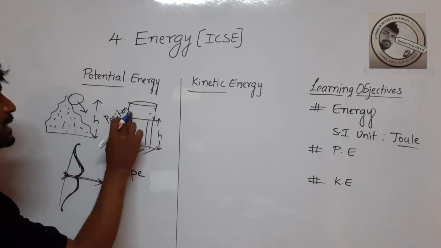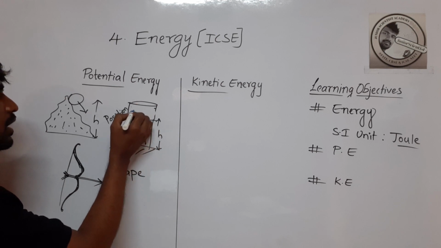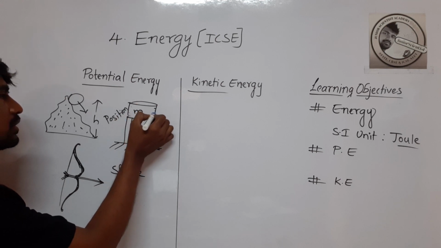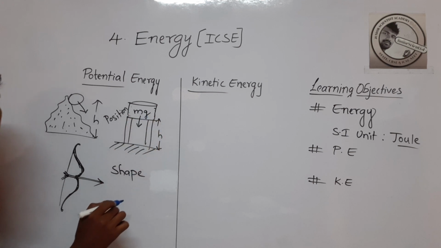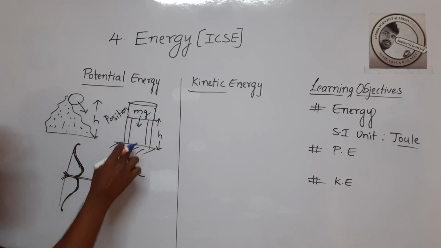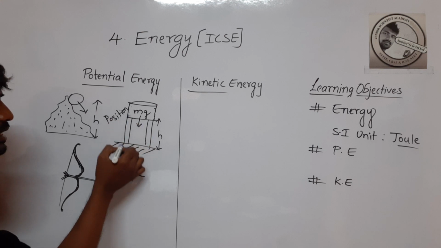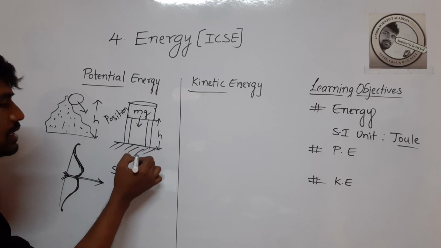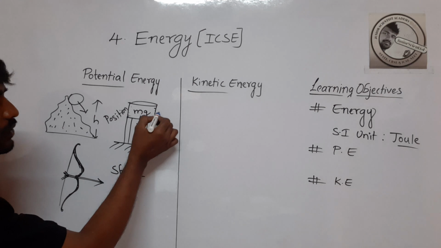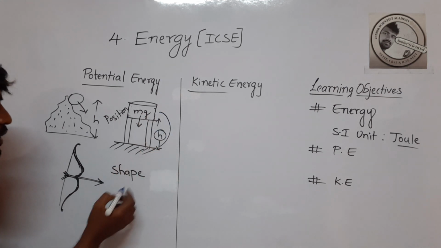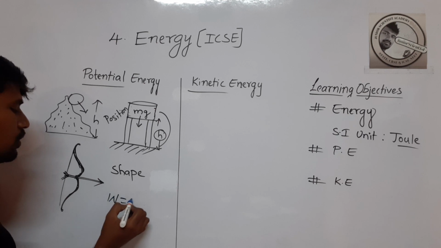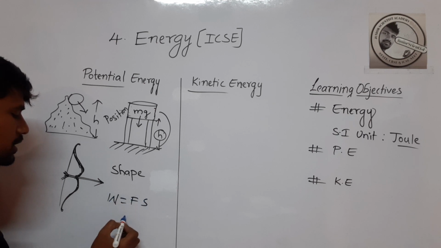so water has mass, and downward gravity is also there, mg, weight is acting downward. So if water reaches the earth's ground surface, then what happens? It was displaced. How much displacement? h. So work is equal to force into displacement.